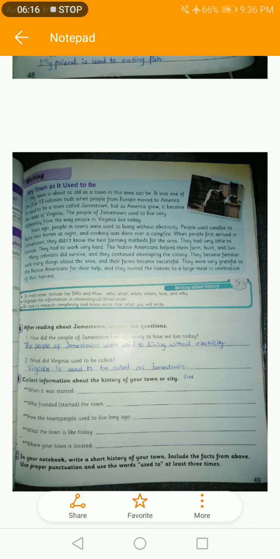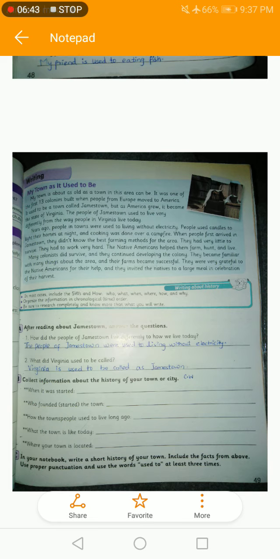Then you have to organize the information in chronological order. It means that you have to look at the time period and organize the information in that order. Then you have to be sure that your research is complete and you have to know more about what you will write. So this is all about writing history.